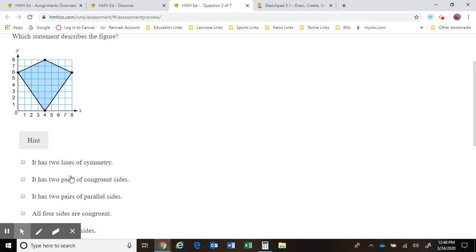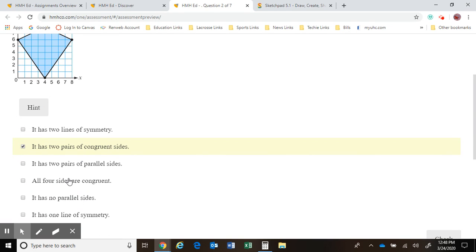2 pairs of congruent sides. It's actually the definition that makes up this shape. This side is congruent to this side. They're the exact same length. This side is congruent to this side. It's the exact same length. 2 pairs of parallel sides. Is this side parallel to this one? If I continue to extend them, will they meet somewhere up here? Yes. So this one has no sets of parallel sides.